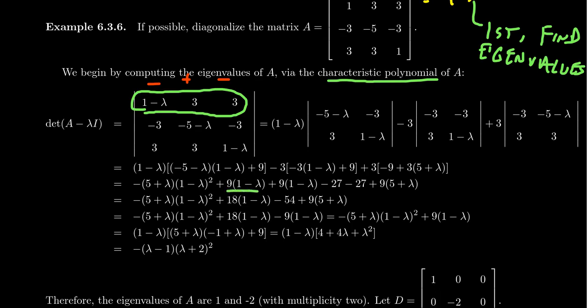So you get 9 times 1 minus lambda. Here, if you distribute the negative 3, negative 3 gives us a 9. If you distribute onto the 9, you'll get a negative 27, like so. And then distribute the 3 onto the negative 9, that's a negative 27 again. And then distribute it onto the 3 right here, you'll get another 9. So distribute all those coefficients that came from the cofactor expansion.